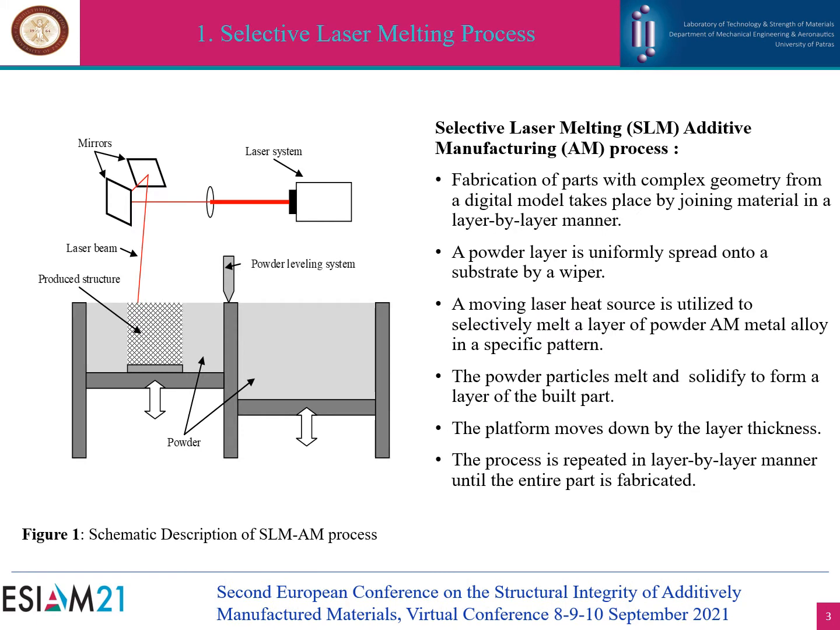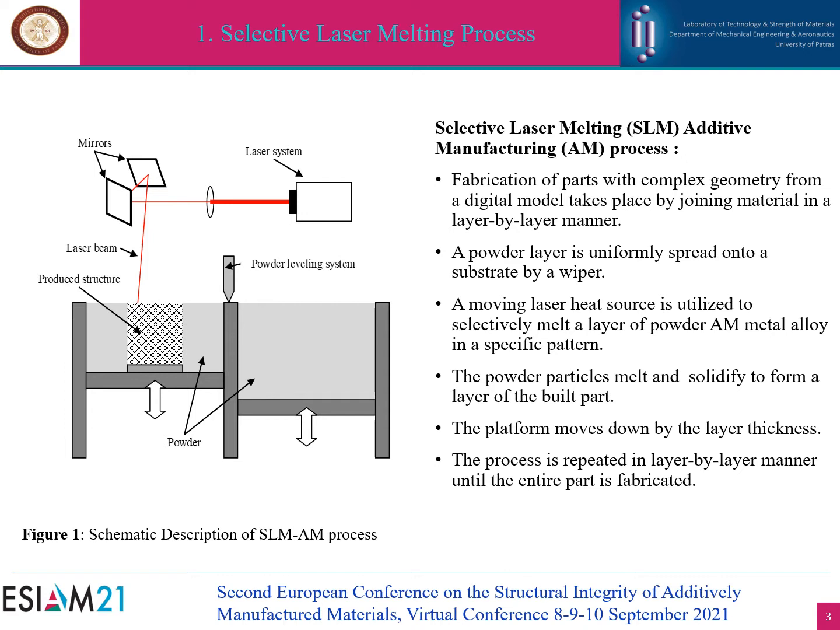To begin with, selective laser melting is an additive manufacturing process in which the fabrication of parts with complex geometry from a digital model takes place by joining material in a layer-by-layer manner. At first, a powder layer is uniformly spread onto a substrate by a wiper, and then a moving laser heat source is utilized to selectively melt a layer of the powder AM metal alloy in a specific pattern.